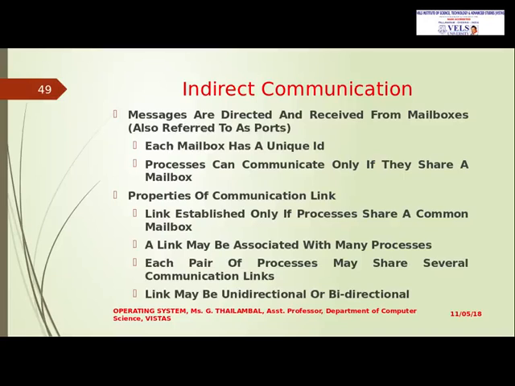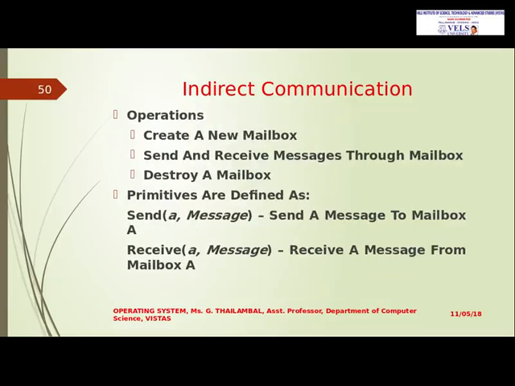That's why more links can be associated, and each pair of processes may share several communication links. It is not that only one link will be there, and from that system you can send mail to only one person. That is not the case. Many different servers can send mails to that particular mailbox, and the link can be either unidirectional or bidirectional. So these are the advantages of using indirect communication. For indirect communication, you need to create a mailbox first. It needs to send and receive the messages, and whenever the mailbox is not needed, it needs to be destroyed.